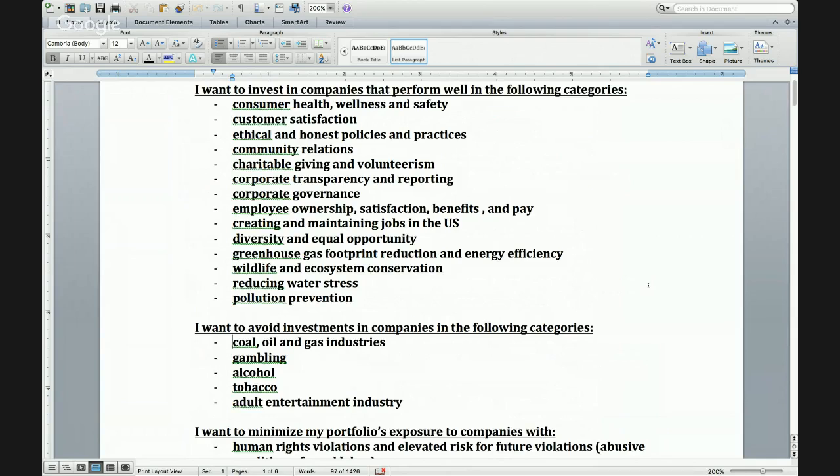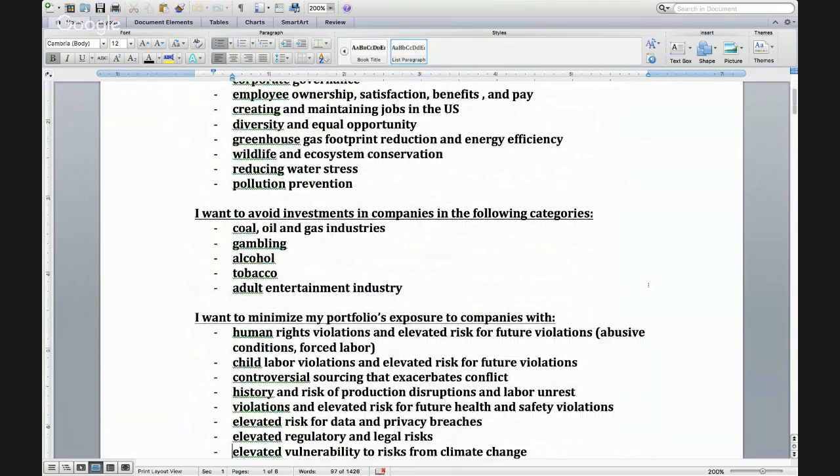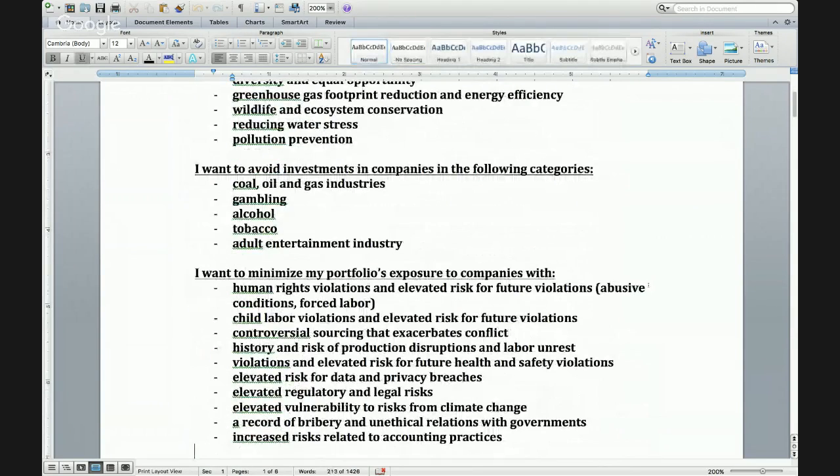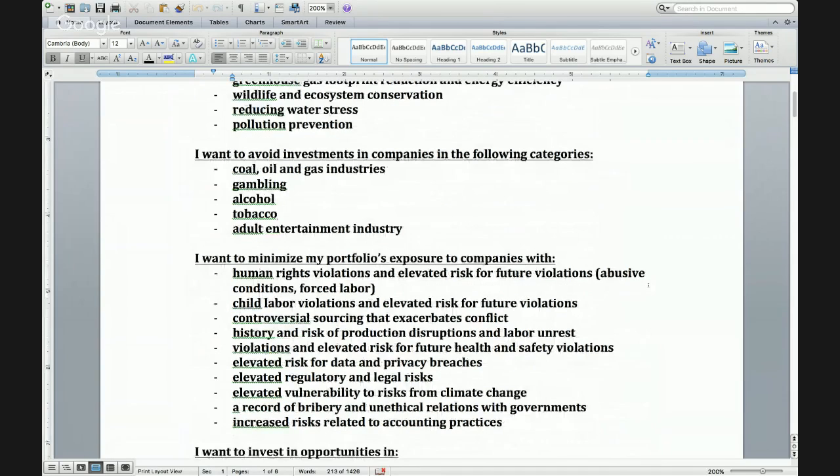Adult entertainment industry. I see. That may be just an instance of weapons. That's just one of the issues, and I've got to go into the other stuff. Okay. Then I want to minimize my exposure to companies with, so we're not going to avoid an industry altogether. Human rights violations is not an industry-specific thing that you can avoid, but we have information and data that shows that certain companies do better or worse on these issues. Okay. And we can eliminate the poor performers on these issues from the portfolio.